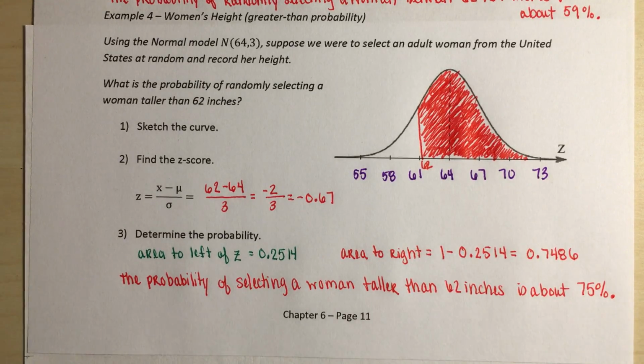So area to the right, greater than, is a complement. That means once we find our value in our table, we want to subtract that from 1.